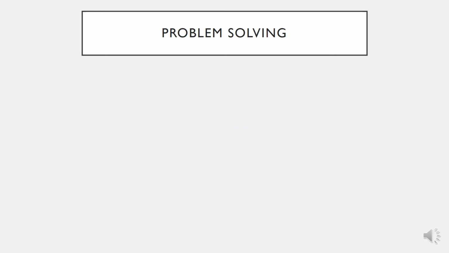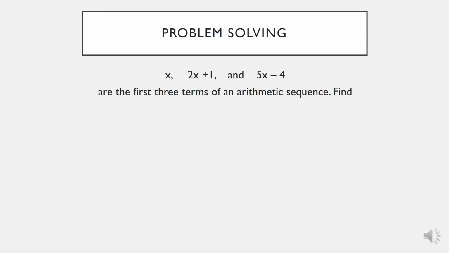Now here's a problem solving question. Okay, we'll go through this together. So x, 2x plus 1 and 5x minus 4 are the first 3 terms of an arithmetic sequence. Okay, find the value of x and the fourth term of the sequence. Okay, so it looks a little different.